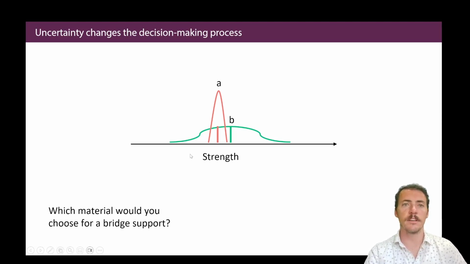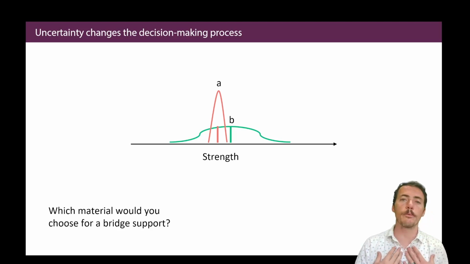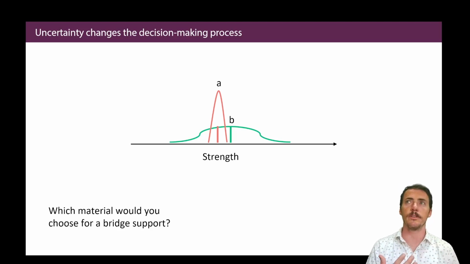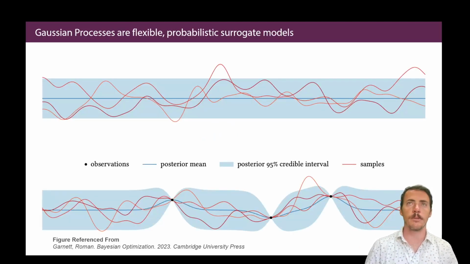So in this case, my assumption is I would rather design with a slightly weaker material that's more reliable because it has a tighter distribution. So I would select A over B, right? Well, it's the same with Gaussian process and other Bayesian optimization approaches.